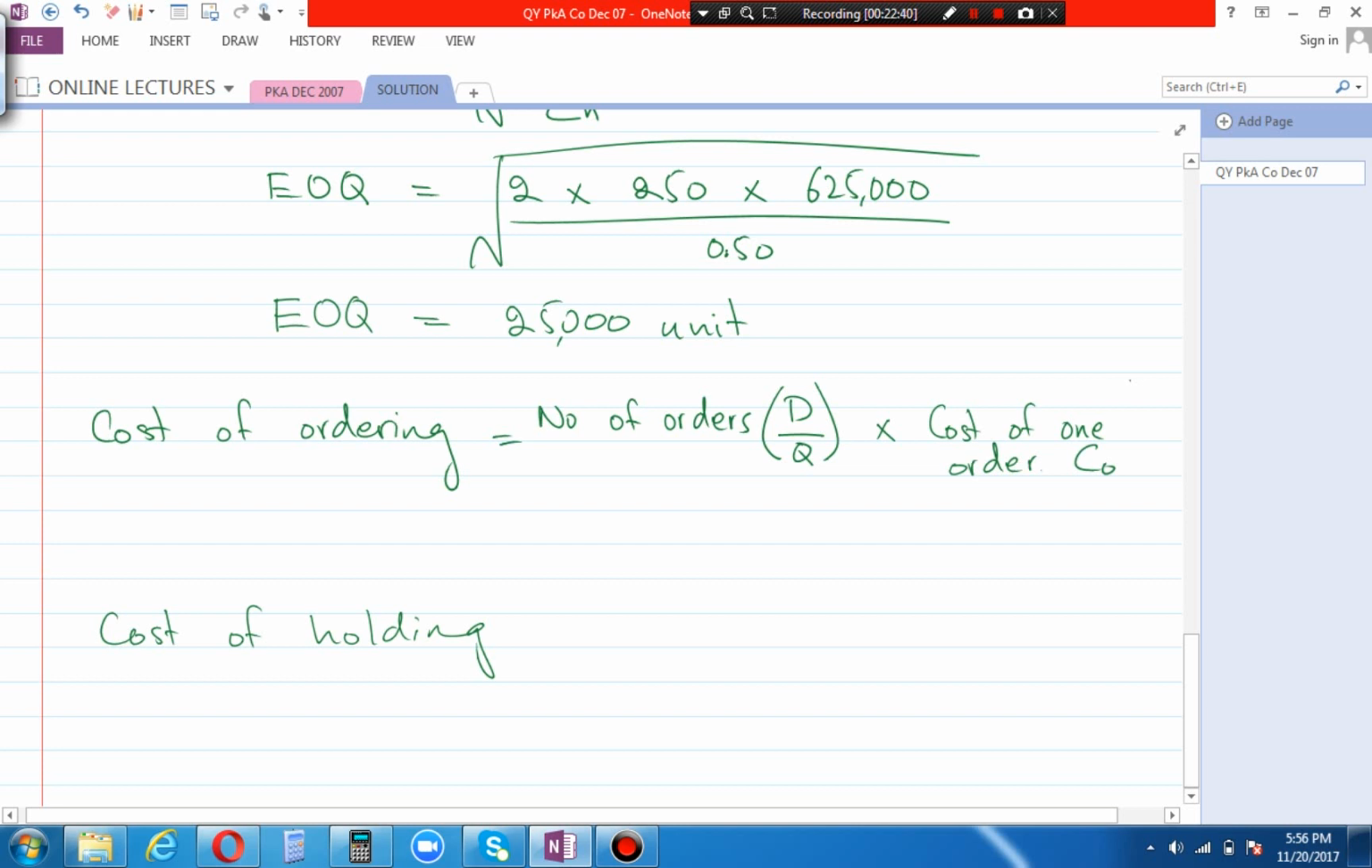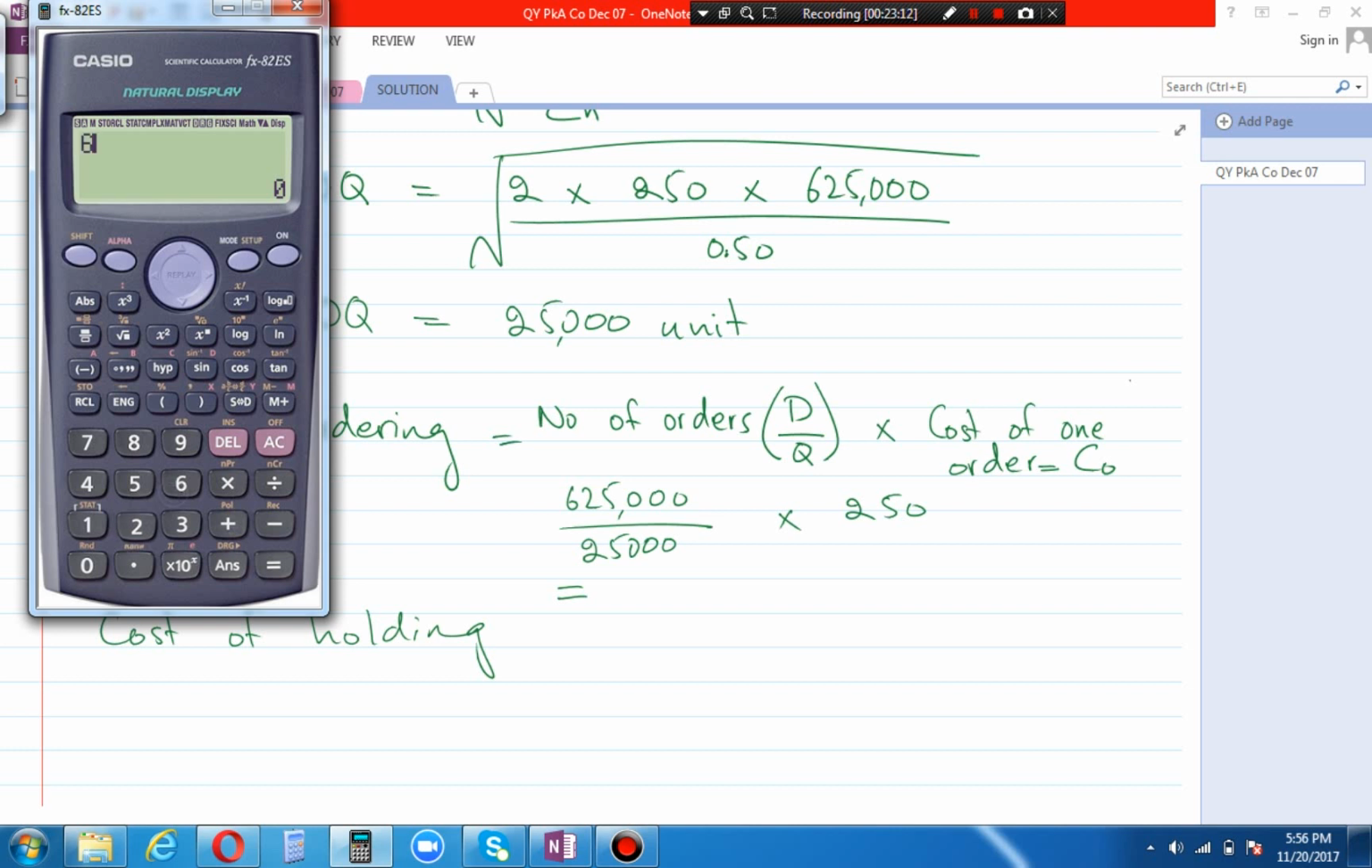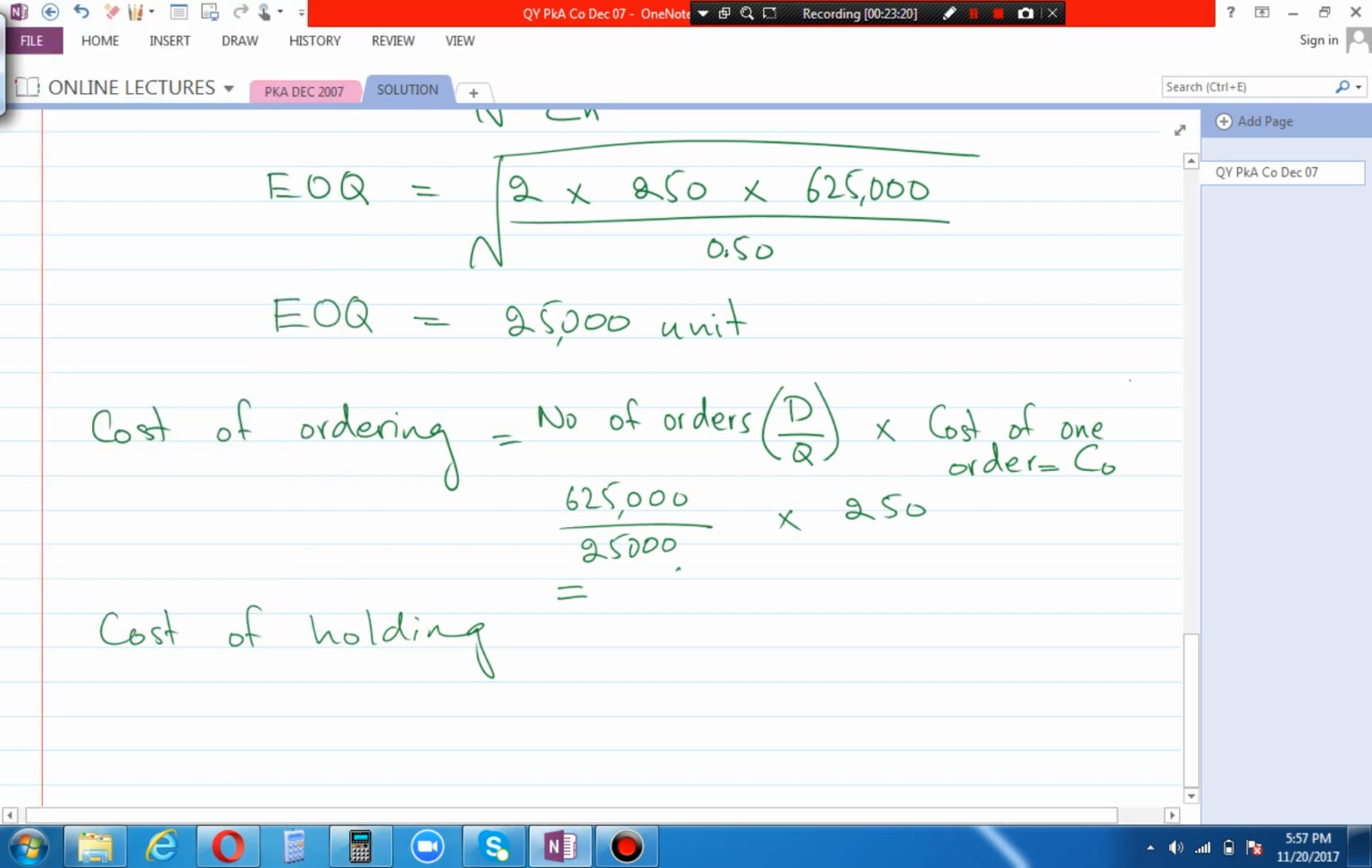Is CO. So demand is 625,000 divided by quantity. This time we'll order not 100,000, we'll order 25,000, multiply by cost of one order, which is 250 euros, and this would be equal to 625,000 divided by 25,000 multiplied by 250. That would cost us 6,250.